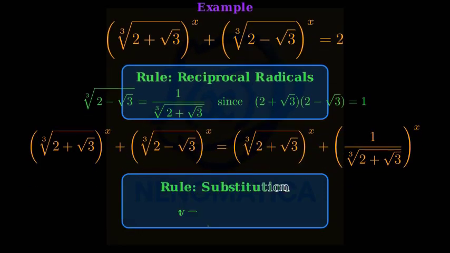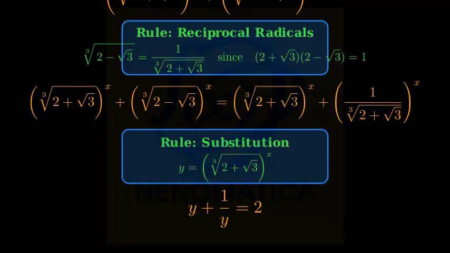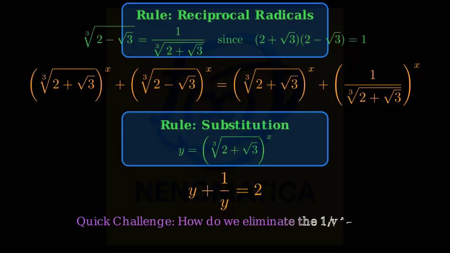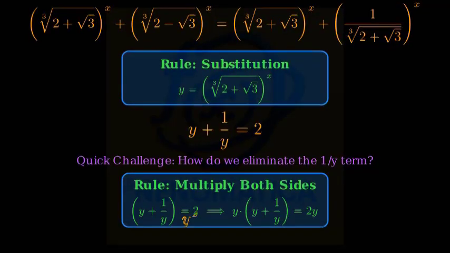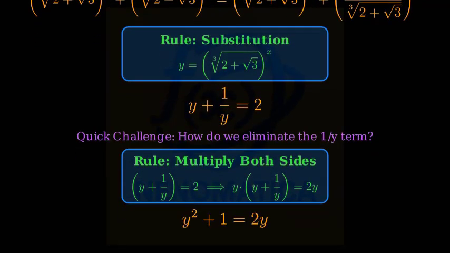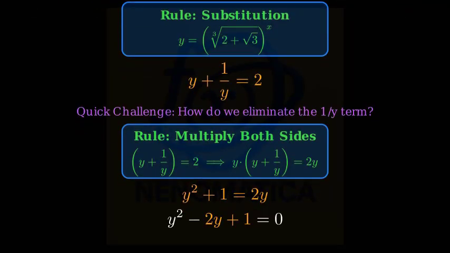Now define y to be the cube root of 2 plus square root 3 raised to the x. With this substitution, the equation becomes y plus 1 over y equals 2. Quick challenge: can you predict our next algebraic move to eliminate the denominator? Think about what to multiply both sides by. Step 2. Form a quadratic in y. Multiply both sides by y. That gives y squared plus 1 equals 2y. Move everything to one side to get a standard quadratic. Y squared minus 2y plus 1 equals 0.